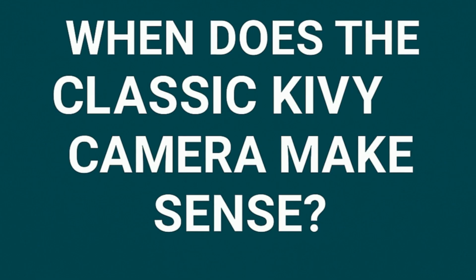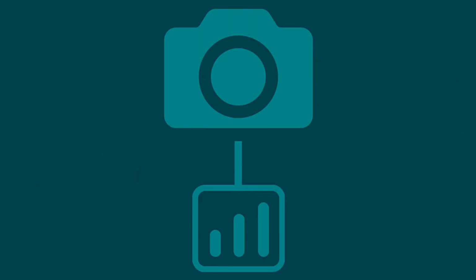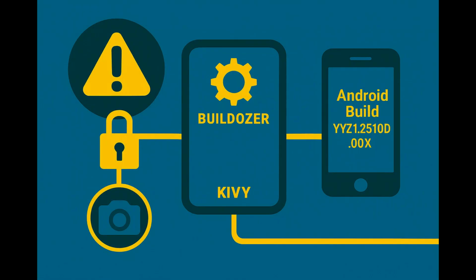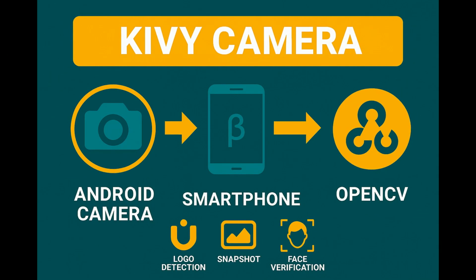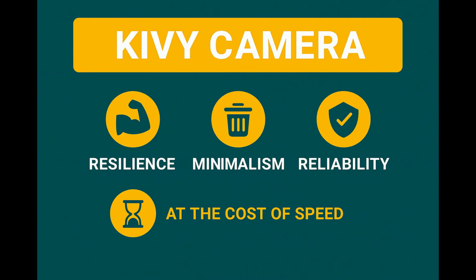So when does the classic Kivy camera make sense? Use it when camera for Kivy isn't viable. Maybe you're locked into a specific build pipeline, or you just need a stable path for using OpenCV. It's also great for snapshot-based tasks, logo detection, static measurement, or frame-by-frame verification. It's not the fastest option, but it's reliable, minimal, and surprisingly resilient.